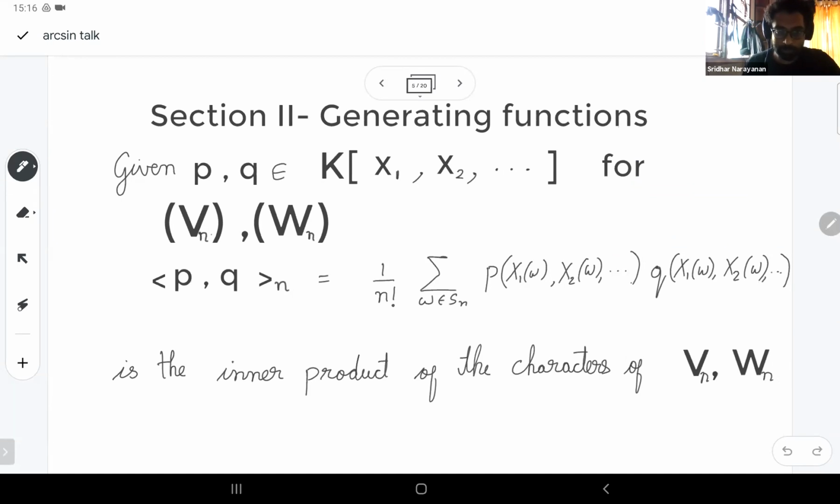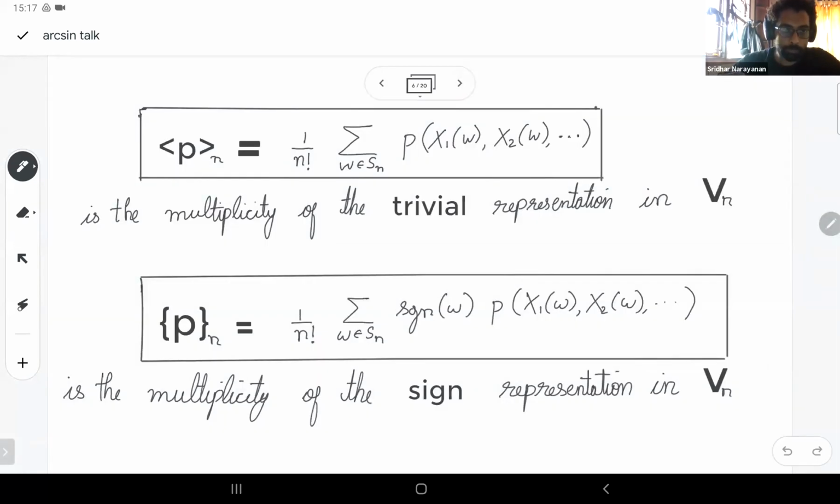So this moment is just the inner product of symmetric group characters. And when we take this moment, especially with an irreducible representation, we will get the multiplicity of that irreducible representation. So if Q were taken to be the character polynomial of an irreducible representation of the symmetric group, and we took the moment at n, then we would just get the multiplicity of that irreducible character in Vn. We use this fact to define the moment and the sign moment.